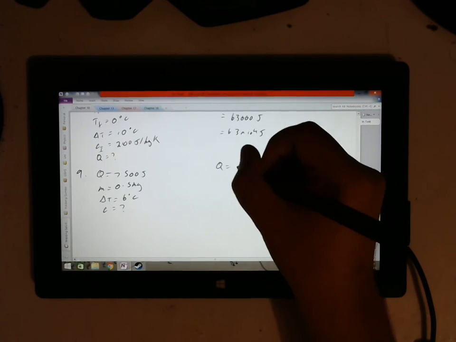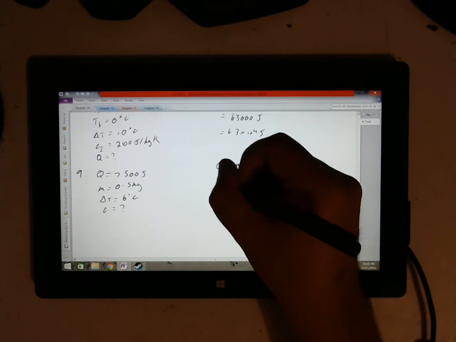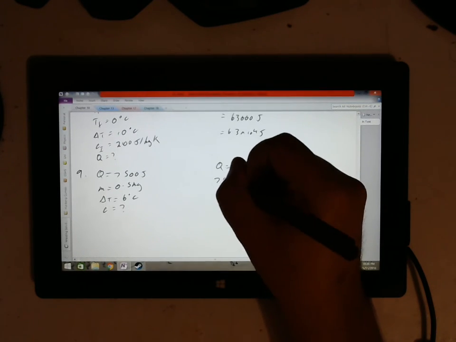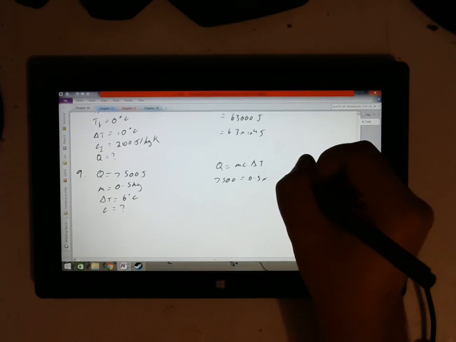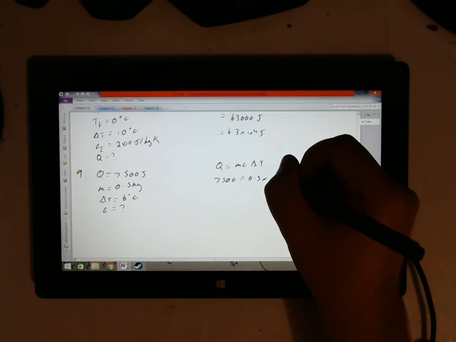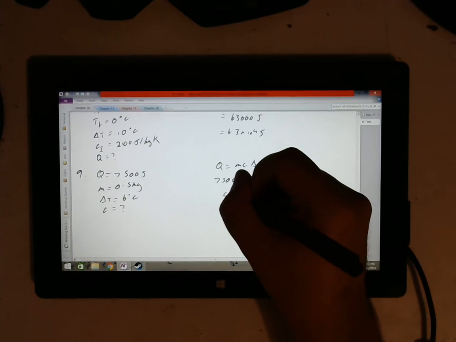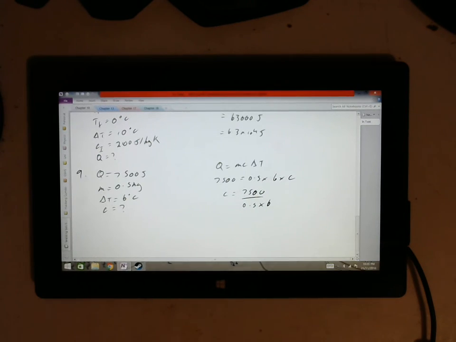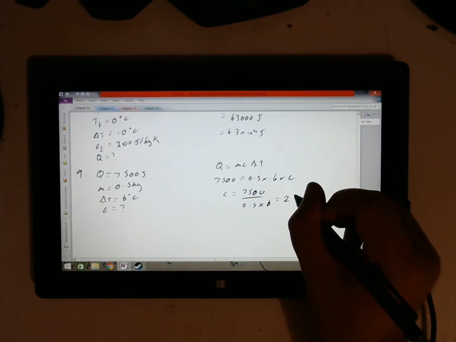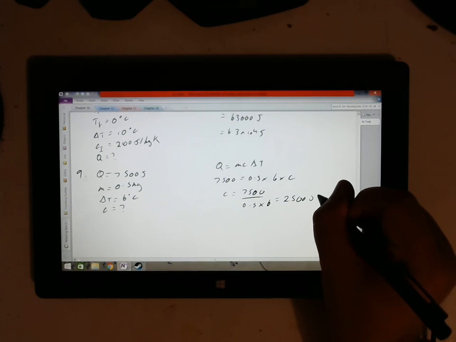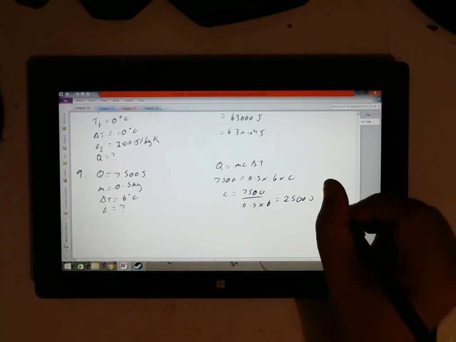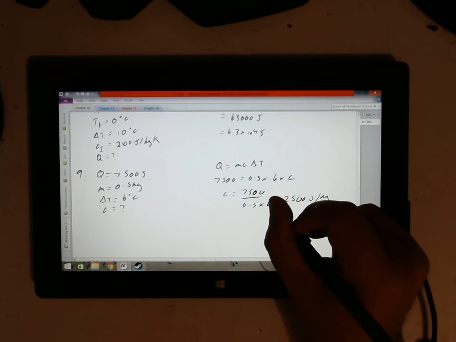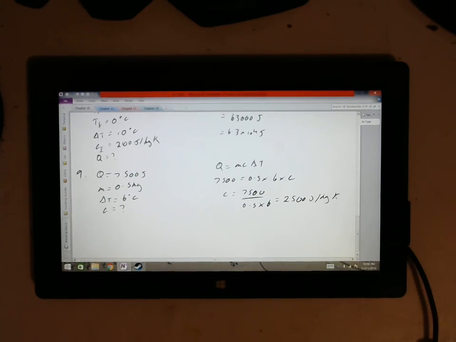So Q equals MC delta T. Q, 7500 equals 0.5 times delta T, which is 6, times C, so C equals 7500 divided by 0.5 times 6, which will be 2500 joules. Don't forget the unit, so joules per kilogram degree C or Kelvin. Remember, the change is the same.